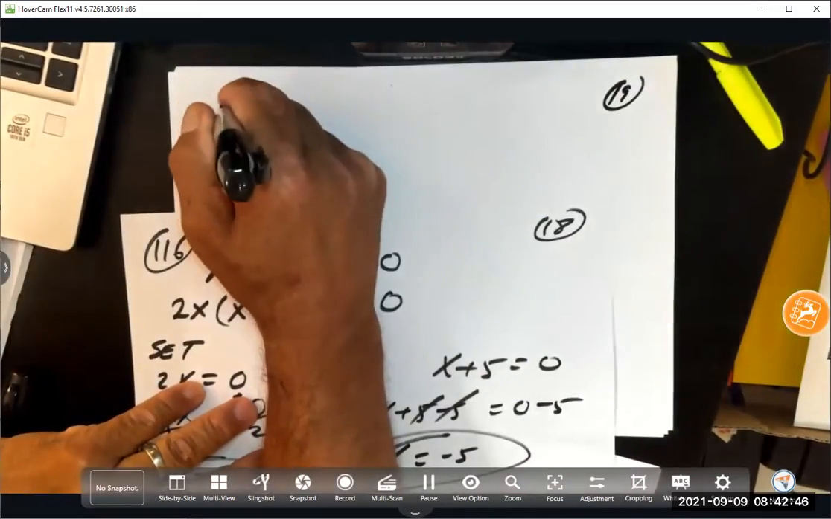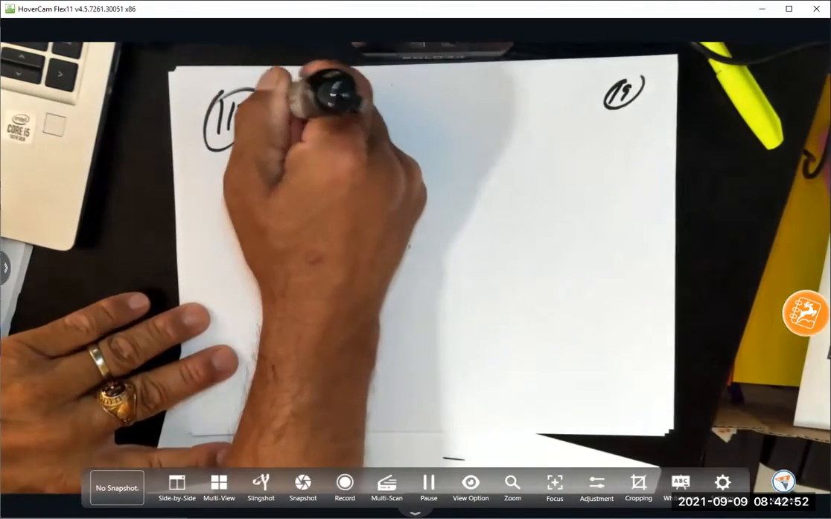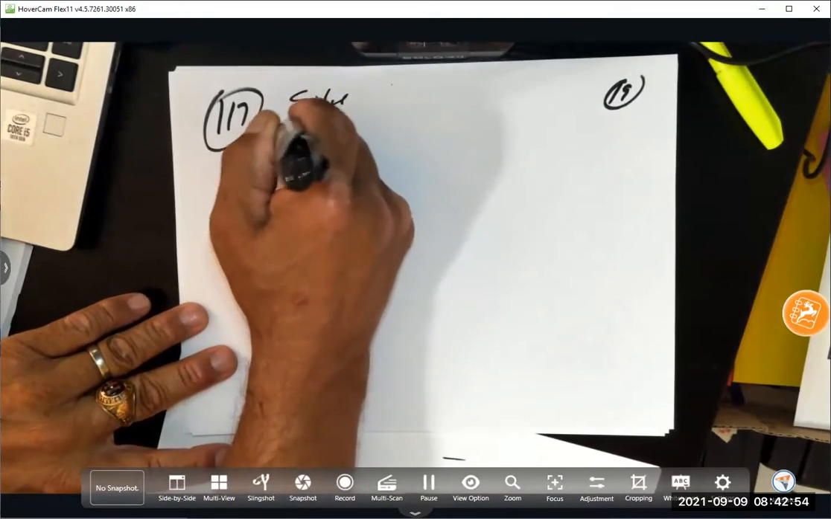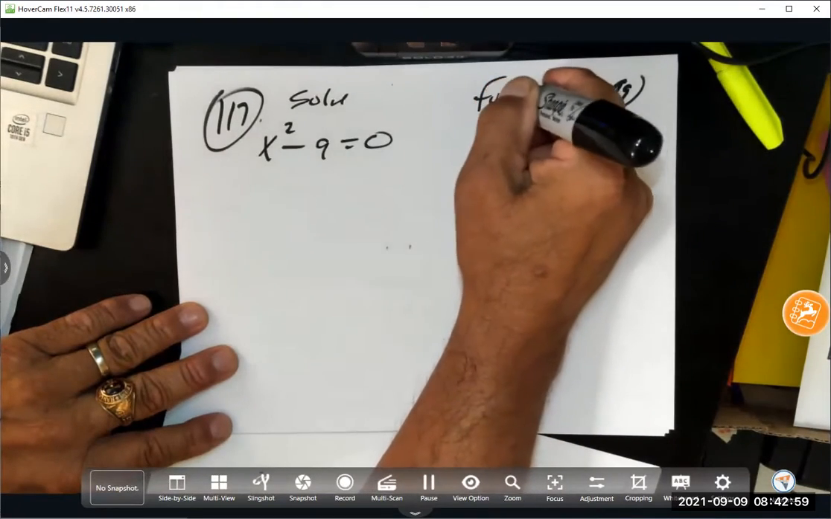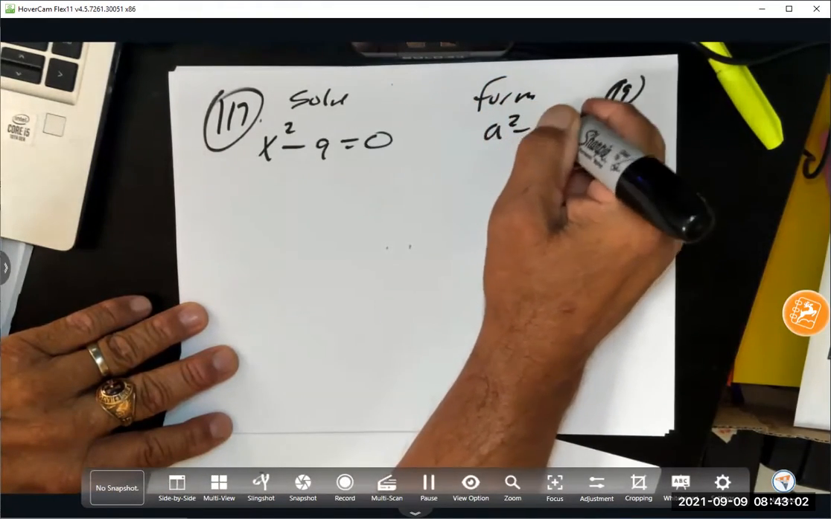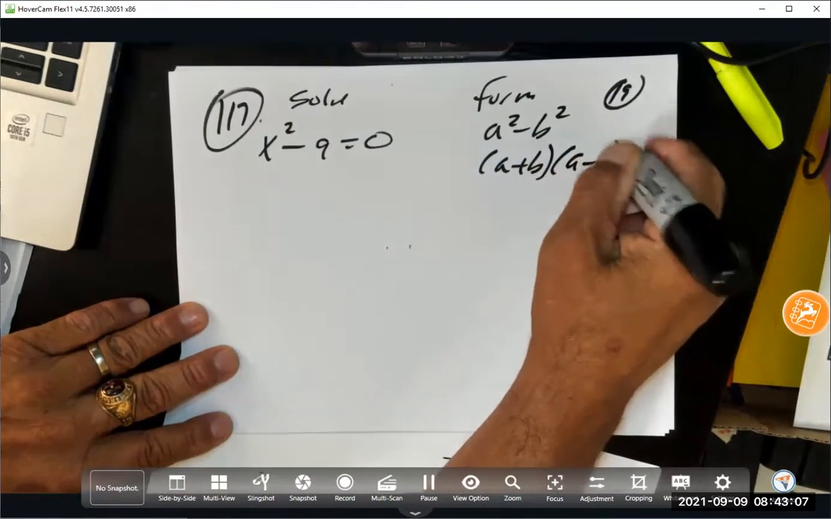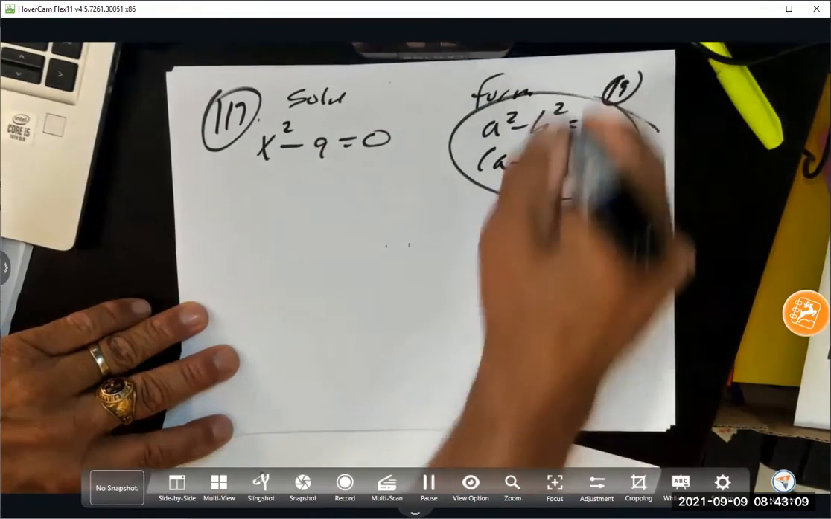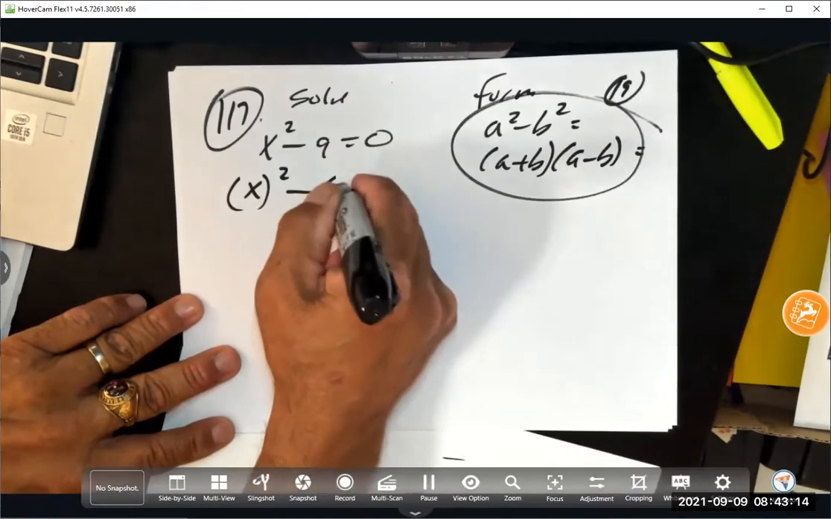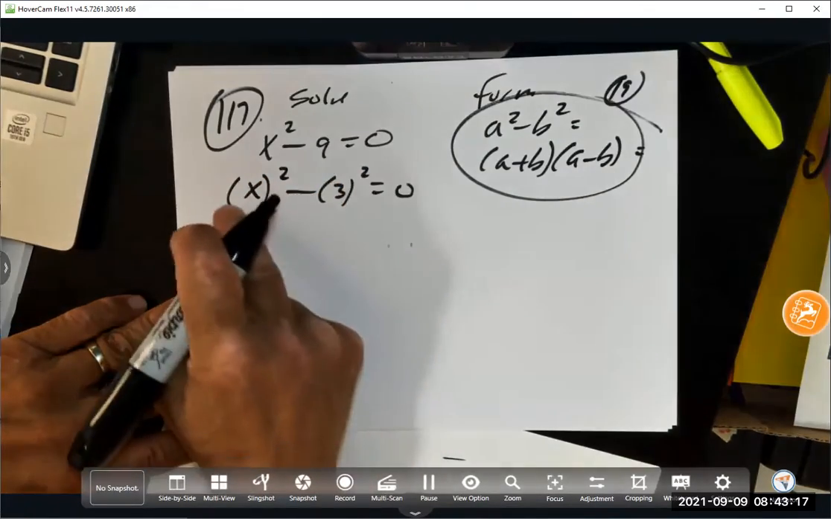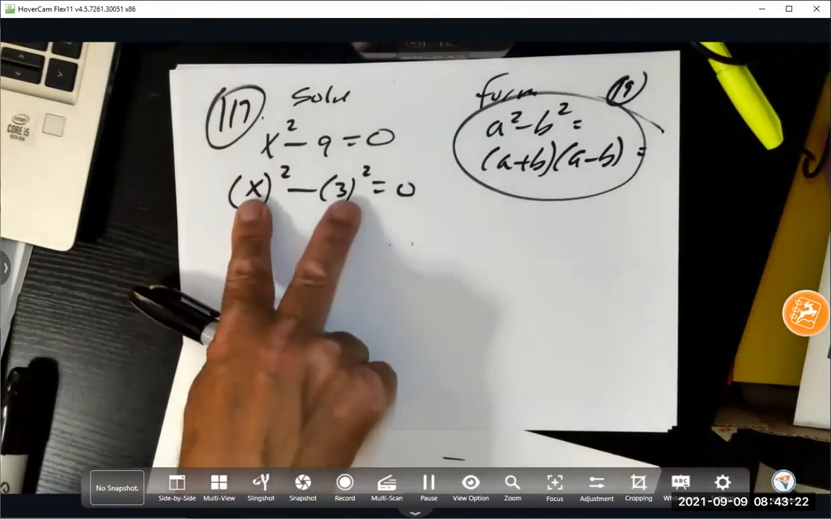Let's go to 117. All right, ready? 117, it says solve, you have x squared minus 9 equals 0. Okay, let me show you, there's a formula for this. A squared minus b squared can be a plus the b and a minus the b. This is a formula that we used before. So x squared minus 3 squared equals 0. Because x times x is x squared, 3 times 3 is 9. That makes sense for that, the setup right here?